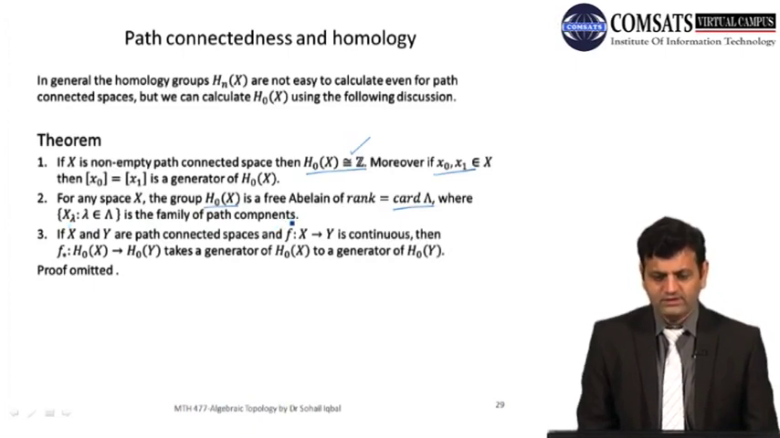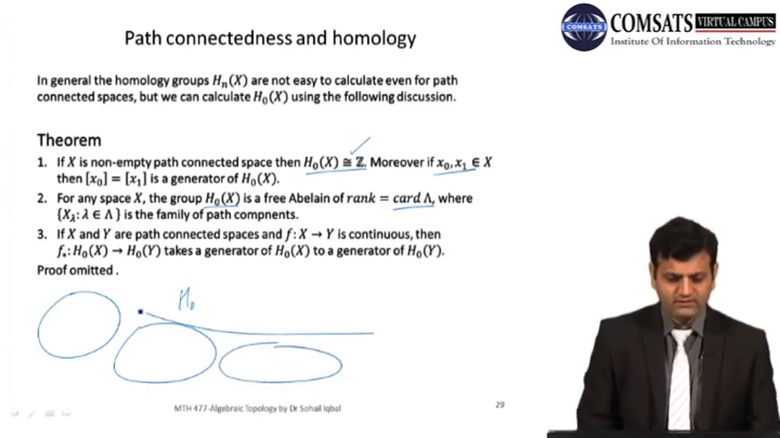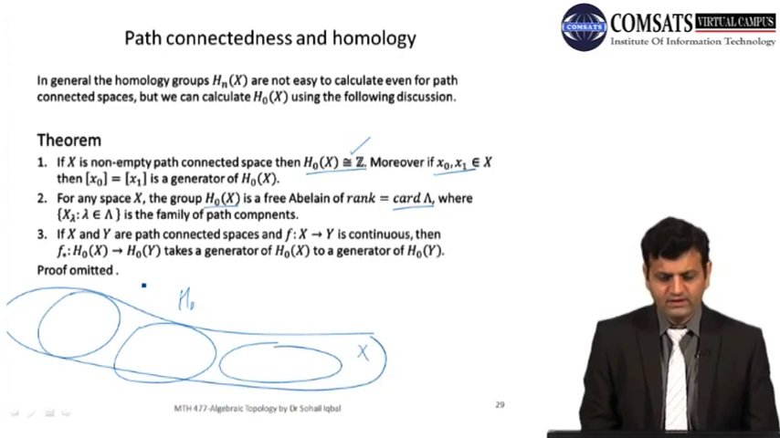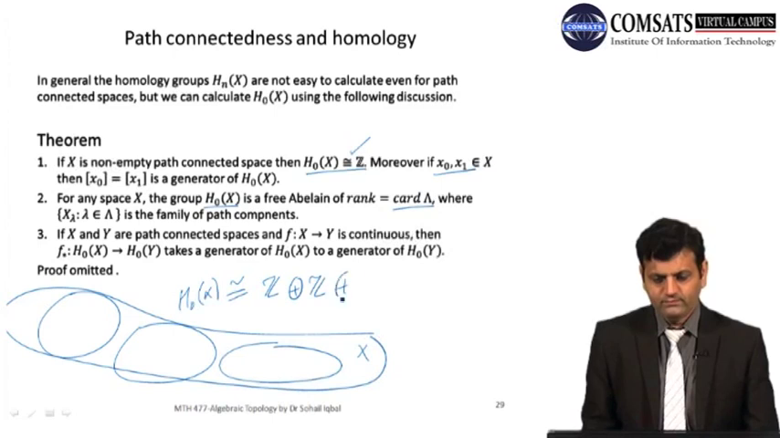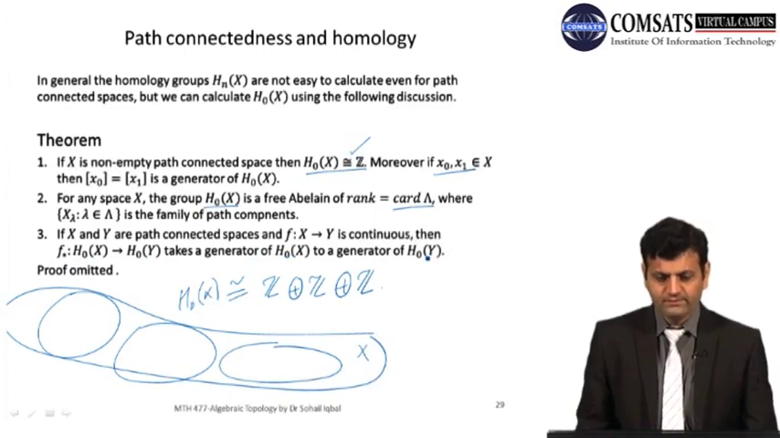So in other words, what I'm saying is, if we have 3 path connected components, so this is our space X and these are the path connected components, then H naught of X will be isomorphic to Z plus Z plus Z. Similarly, if it has 100 path connected components, then the rank of this will be 100. If I have X and Y, which are path connected spaces, and a continuous function from X to Y, then f lower star from H naught X to H naught Y takes a generator of H naught X to a generator of H naught Y.